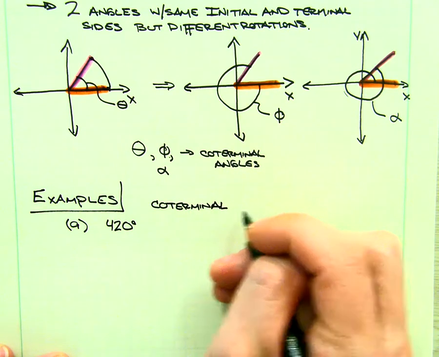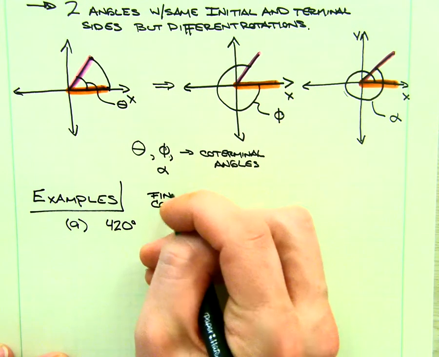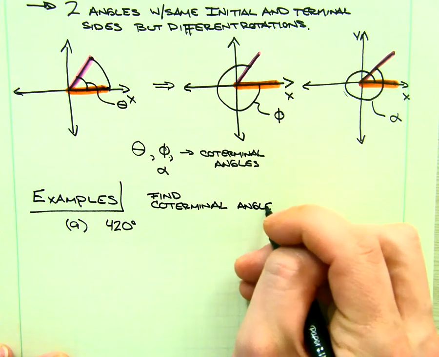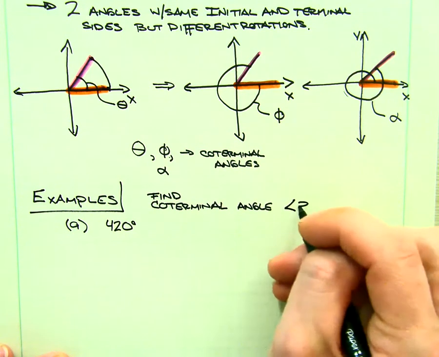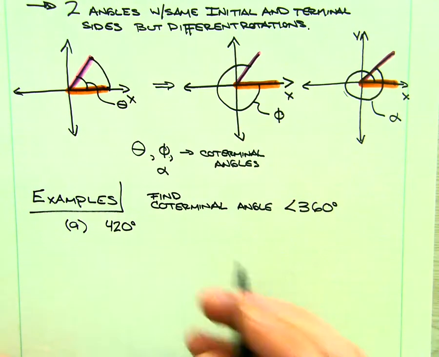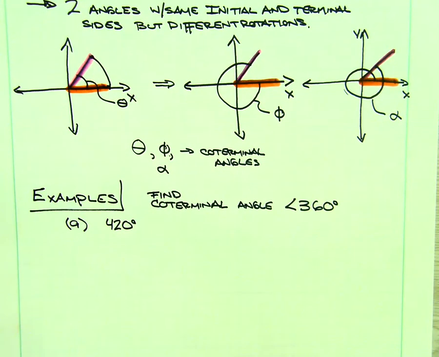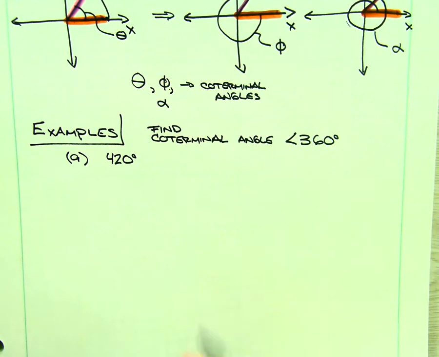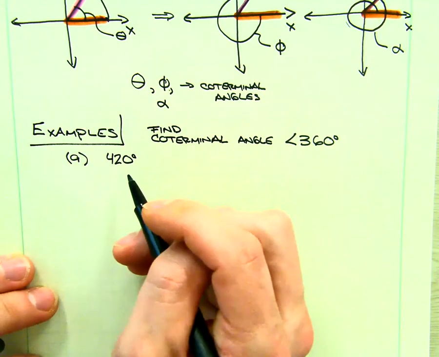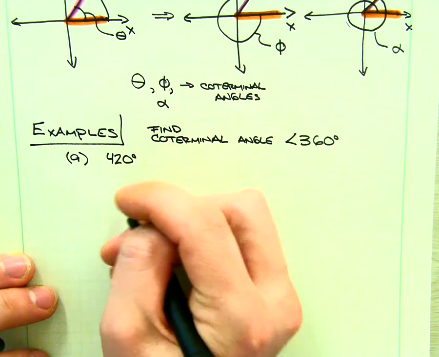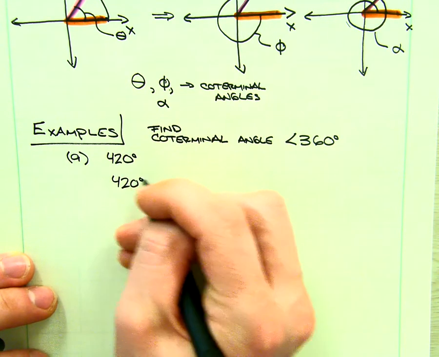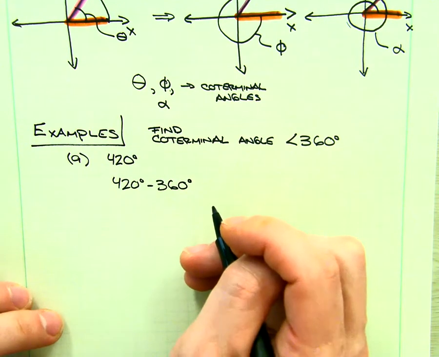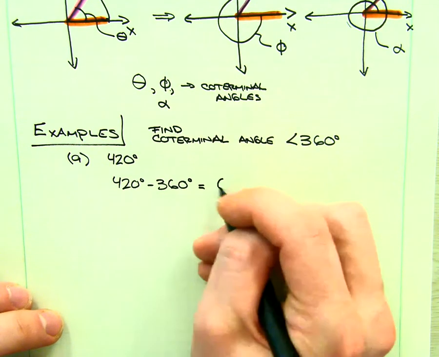So I'm going to say find a coterminal angle less than 360 degrees. So right away I can see that this one is 420 degrees, so I'm already sort of violating that. All I need to do to figure this out is take 420 degrees and subtract 360, because I can see 420 is larger than 360. And when I do that, I just end up with 60 degrees.